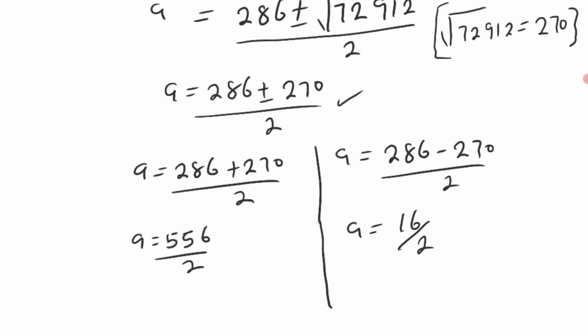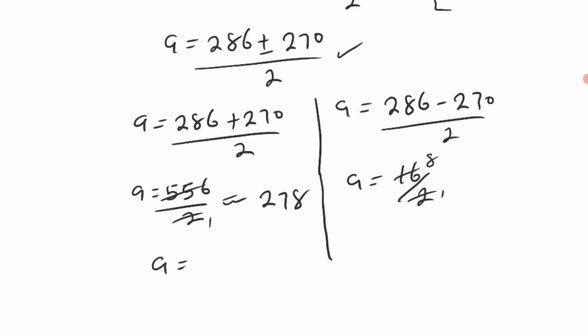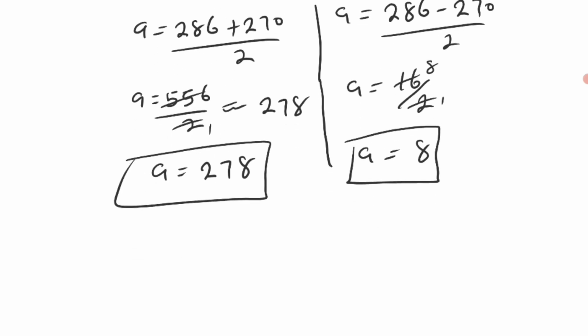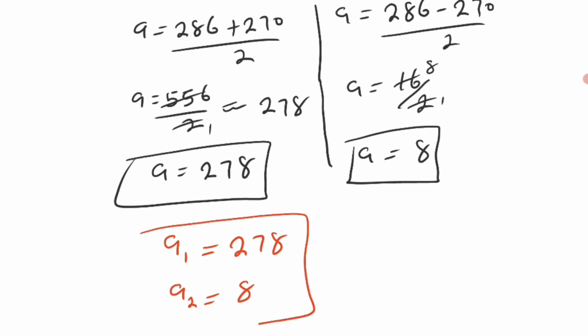Then from here, 2 here 1, 2 in 556, this is 278. Then 2 here 1, 2 here 8. Therefore, a is equal to 278, or a is equal to 8. Our final answers are a1 is equal to 278 and a2 is equal to 8. This is the final answer.